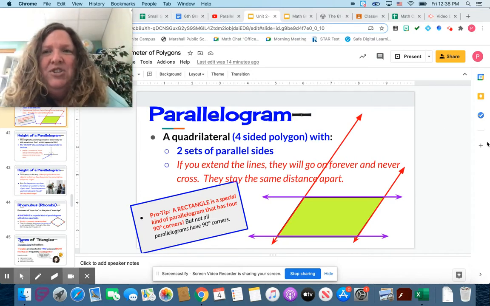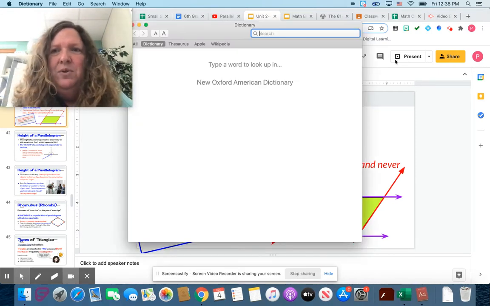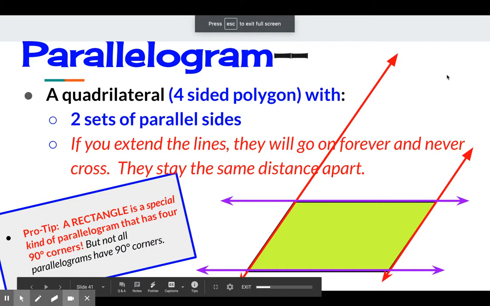Okay, let's get to some vocabulary today. So let's just dive right in. Oh, whoa, weird. Okay, my computer's doing something weird there. Let's see if it lets me present. There we go.